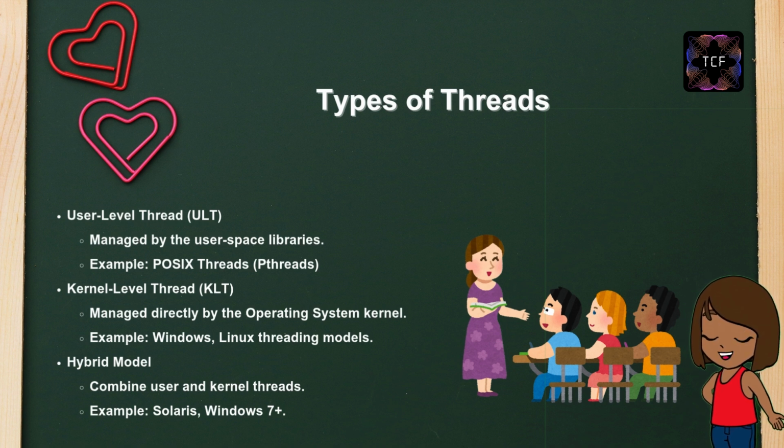C. Hybrid threading models. Combine user and kernel threads. User-level threads are mapped to kernel-level threads via models like M to 1, many ULTs to 1 KLT, 1 to 1, 1 ULT to 1 KLT, M to N, many ULTs to many KLTs. Example: Solaris, Windows 7 Plus.